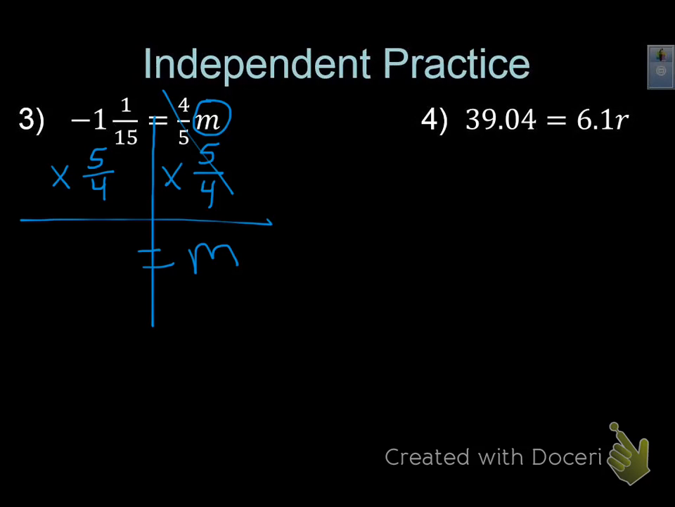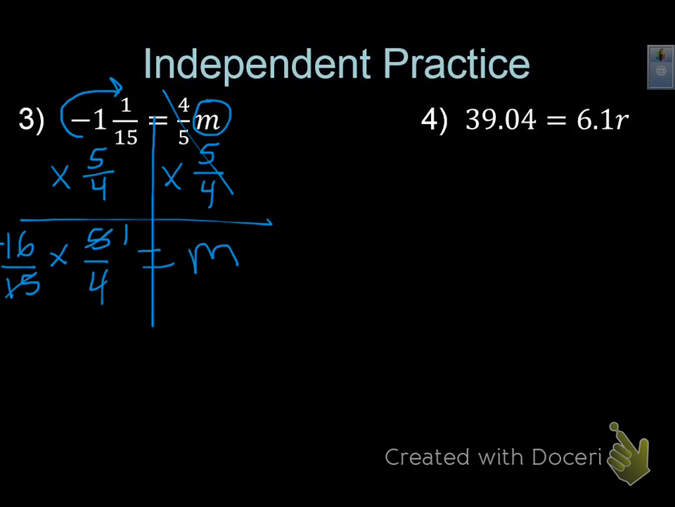On the left-hand side, I notice that I have a mixed number times an improper fraction. I must change my mixed number to an improper fraction in order to correctly multiply. 15 times 1 is 15, plus 1 is 16. And that was negative 16/15 times 5/4. On this multiplication problem, I do see that I can cross-simplify in more than one way.